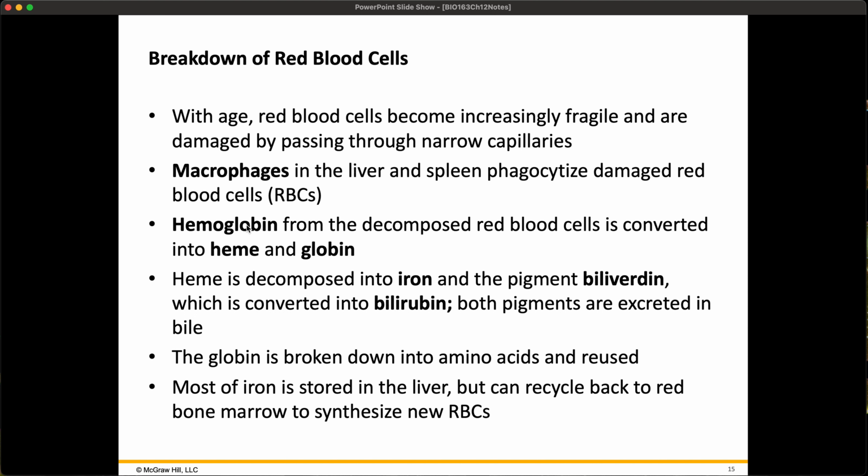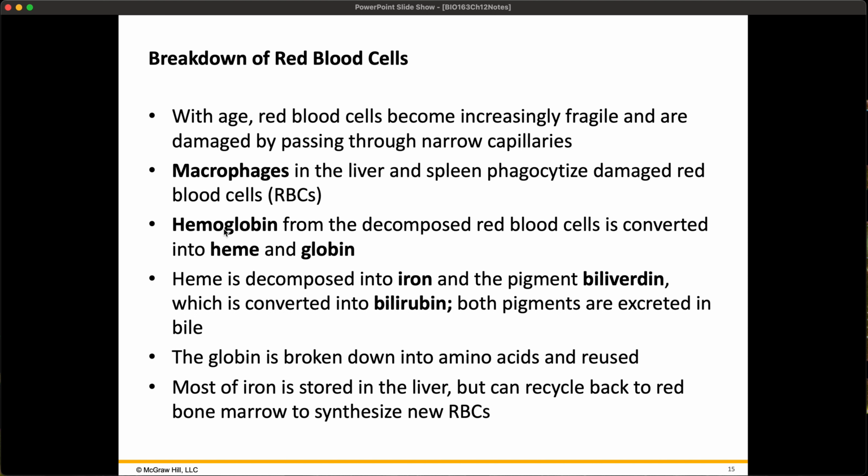The hemoglobin from the decomposed cells is broken down into both its heme and globin portions. Remember, the globin is a protein made of amino acids. The heme is both iron and pigment. It's this pigmented color. Everything else gets eaten up by the macrophages. And then heme is broken down into its components, the iron and the pigment biliverdin. Biliverdin is then converted into bilirubin, and those things are excreted in bile. Sometimes it gets sent to the kidneys to be urinated out.